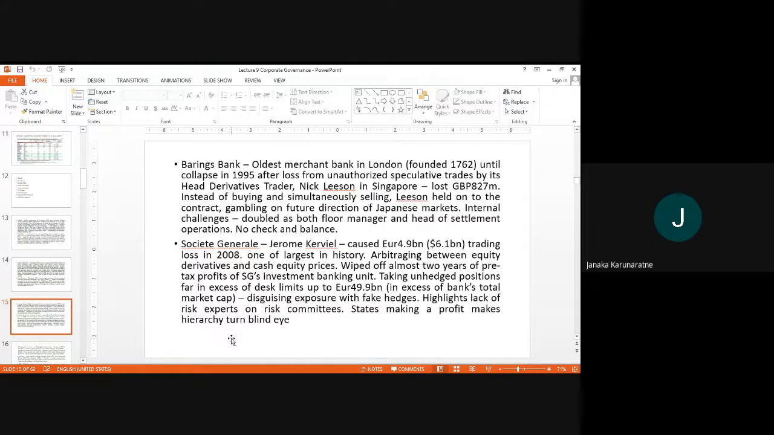So it has also gone beyond the limits set, and which is unhedged, even above the bank's total market cap. Disguising exposure with fake hedges highlights lack of risk experts on risk committees. So remember, he was engaging in all these fake hedges, which internal risk committees couldn't find. So it is again a question of governance, lack of risk knowledge by the experts in committees. Traders making a profit make the hierarchy turn a blind eye.